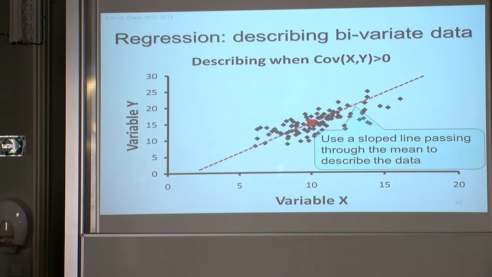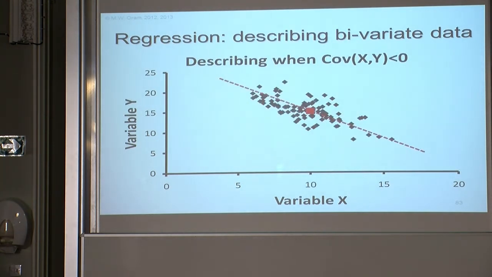If there is a relationship, what you'd want to do is to still go through the mean, but now have a line that has a slope to it. Okay, and what we mean by quantifying the relationship is just saying what that slope is. So we're going to have a line that passes through the mean of the pairs, the xy mean, and has a slope. If the covariance is less than 0, the slope will go the other way. So the slope will have the same sign as the covariance, but it won't be the covariance. It's going to be a slope.